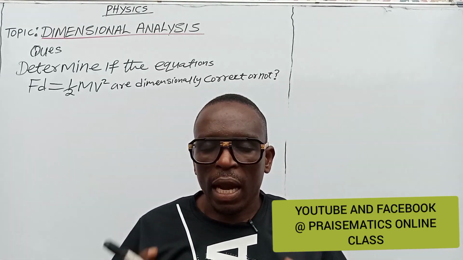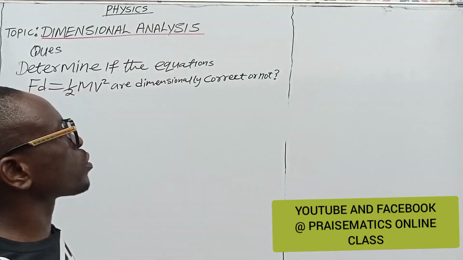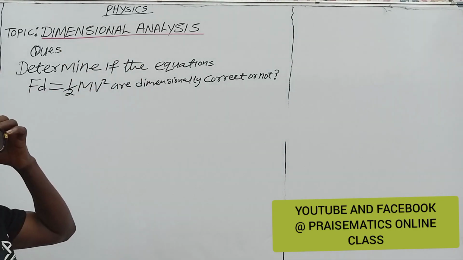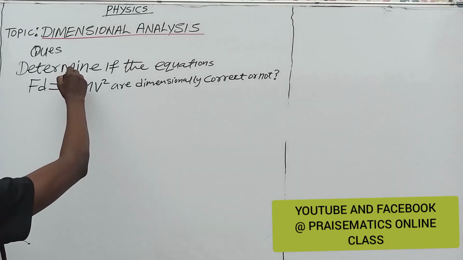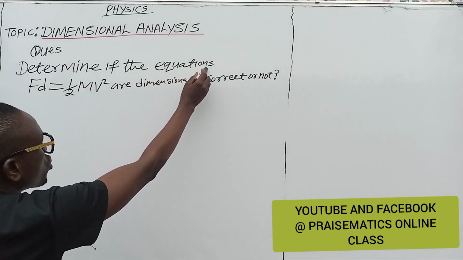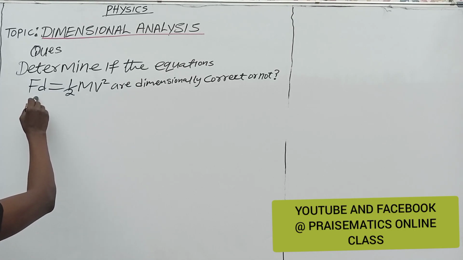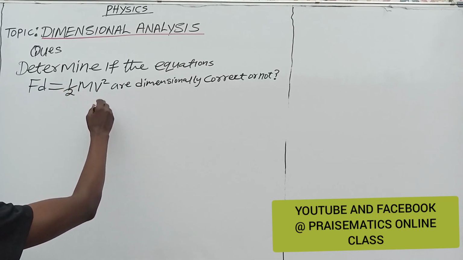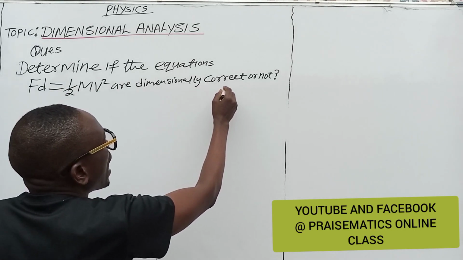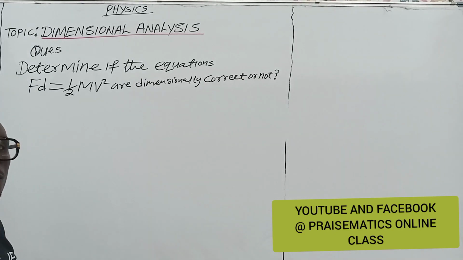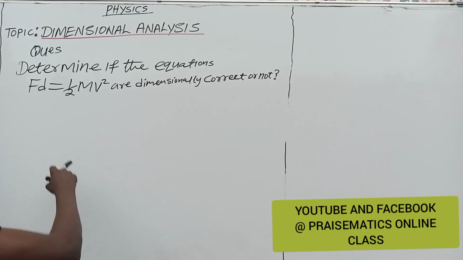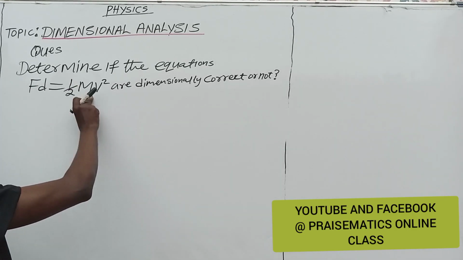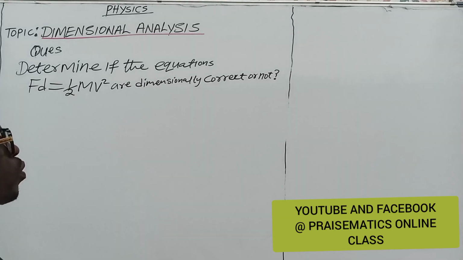In today's class, we are going to look at dimensional analysis. The question on the board says, determine if the equation energy equal to kinetic energy is dimensionally correct or not. FD, the product of force and distance, is known as energy. Is it equal to kinetic energy? That is what we want to solve.